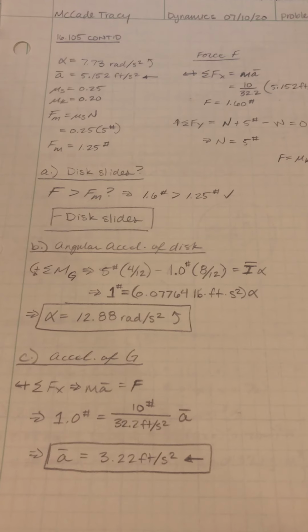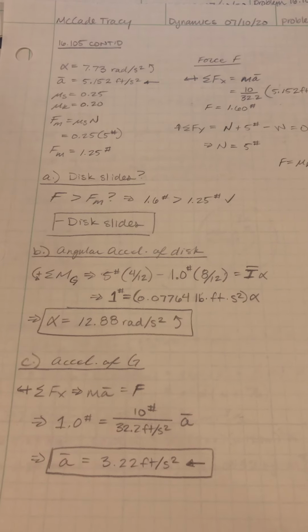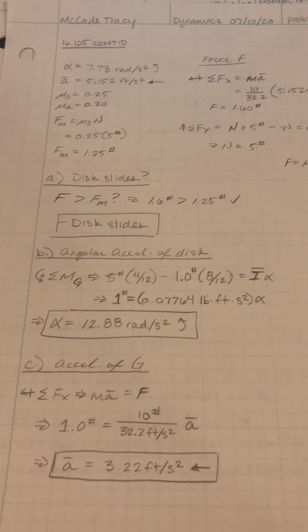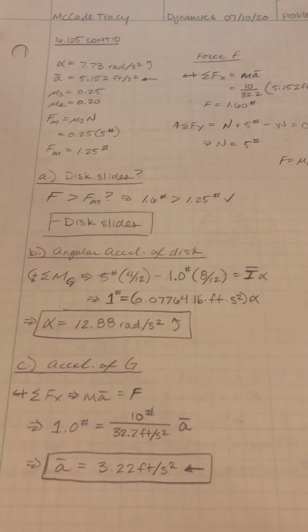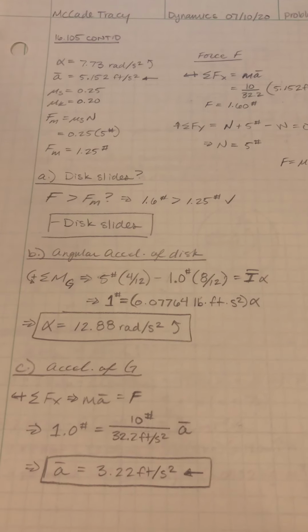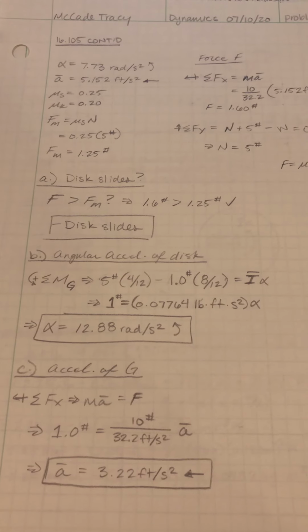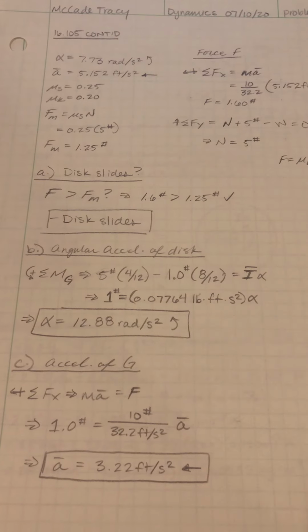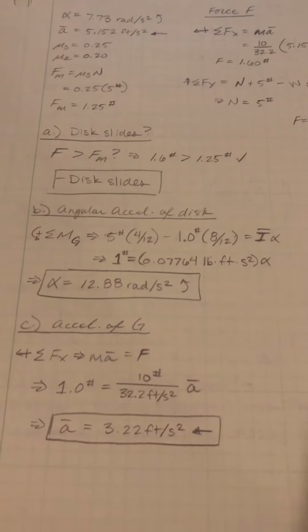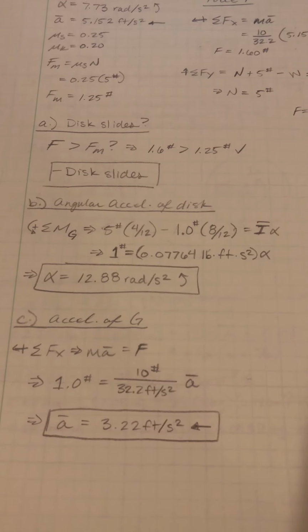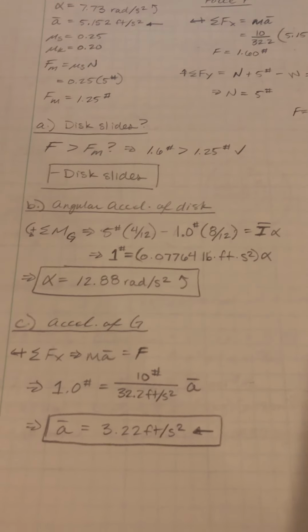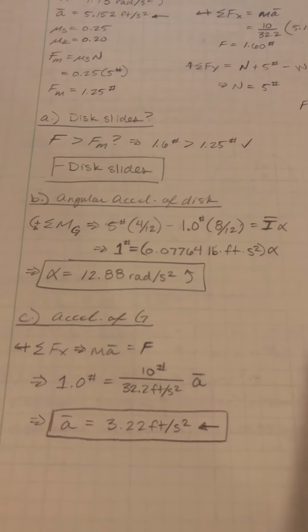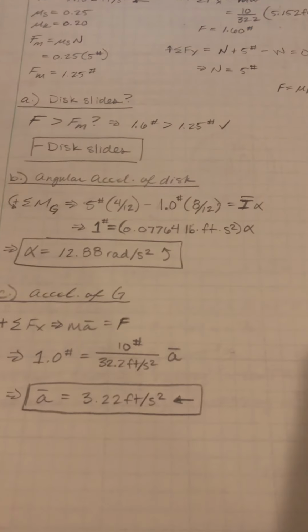Having the angular acceleration of the disc, we use some moments about point G to find alpha. Plugging in the values, we find that alpha is equal to 12.88 radians per second squared in the counterclockwise direction. Likewise, using F equals m a for the acceleration of G, we find that the acceleration is equal to 3.22.